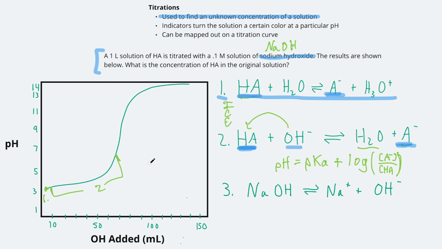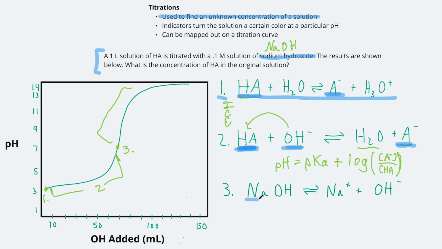Now notice how towards the end of point 2, our curve is starting to go up a lot. And what that is telling us is that we are running out of HA. We almost don't have any HA left. So whenever we keep adding OH, there's nothing for it to react with. So at this point, we have now reached point 3. And point 3 will start at that dot, and it continues on for the rest of the titration.